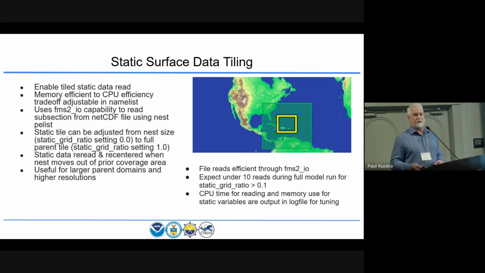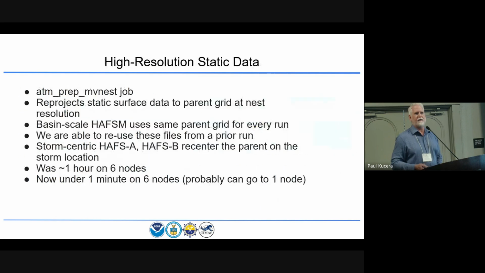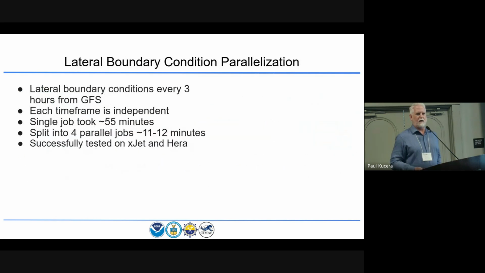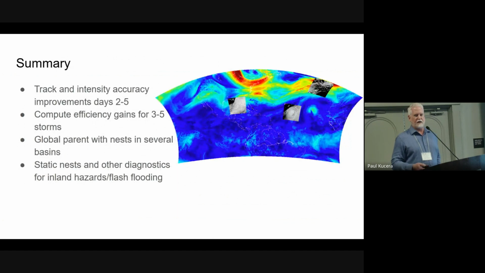So what we ended up doing, in the interest of time, I won't go through all the details, but we cut out a section of the static data, like the green section indicated there, just somewhat larger than the nest, and we were able to really reduce that memory footprint. Some of the other things we did was parallelizing the lateral boundary conditions. That also helped speed up the pre-processing.